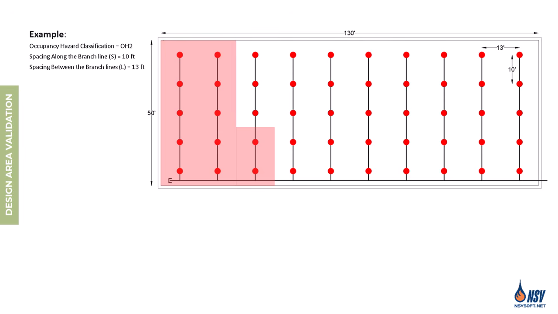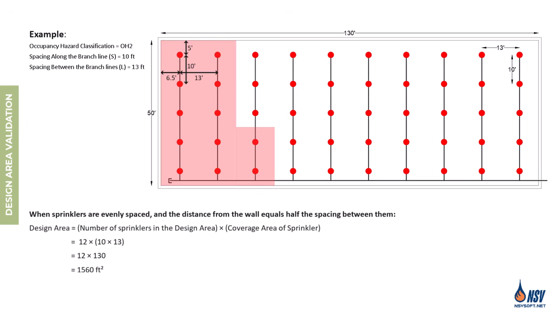Let's return to the previous example and review an important point. Since the sprinklers are evenly spaced and the distance from the most remote branch line to the wall is equal to half the spacing between sprinklers, the 12 selected sprinklers cover a total of 1,560 square feet on the floor, greater than the design area required by NFPA 13 and therefore acceptable.